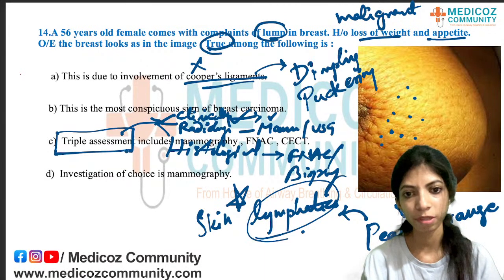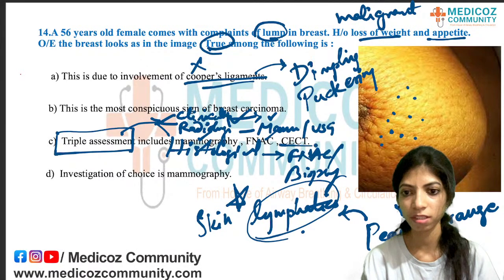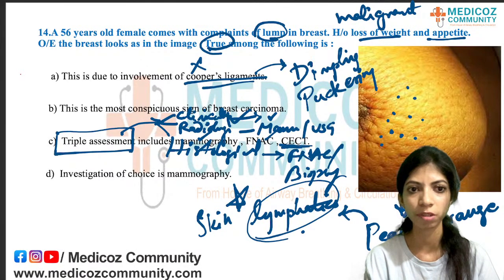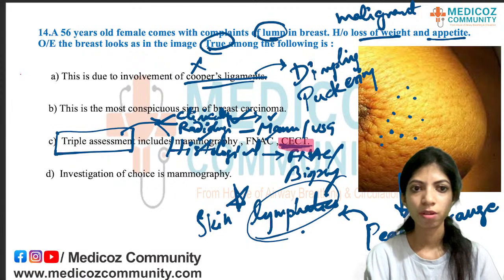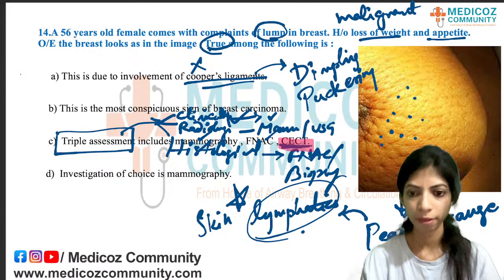So what did he give? Triple assessment includes mammography, FNAC and CECT. But what are we seeing? Mammo is there, yes. FNAC is there, yes. But CECT is not a part of the triple assessment. So this is also a wrong option.